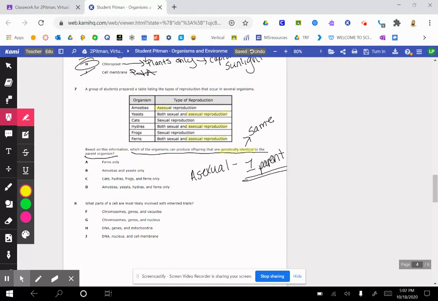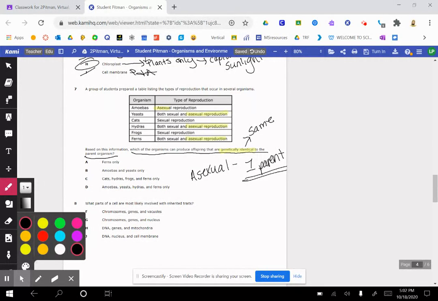So that very easily I can see I have 4 answer choices. It's not ferns only, amoebas and yeasts only. No. Cats are not because they're sexual reproduction. So it must be D. Amoebas, yeasts, hydras, and ferns only.